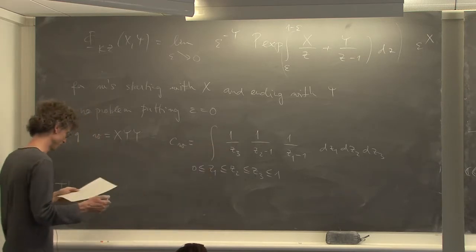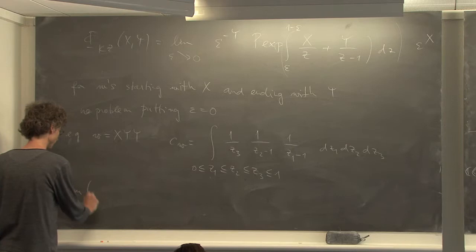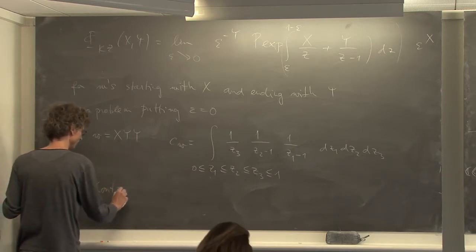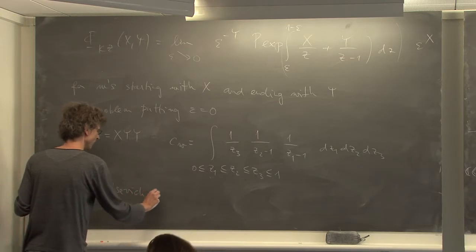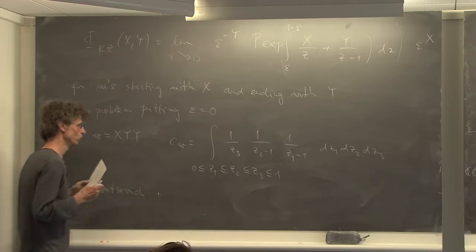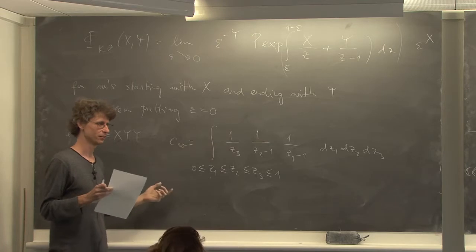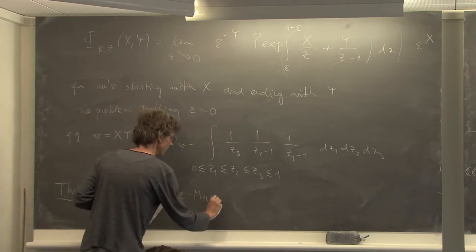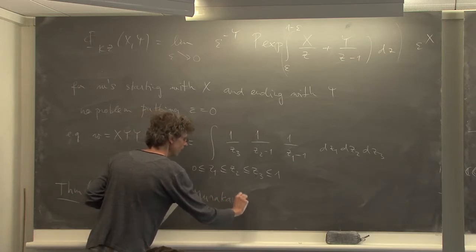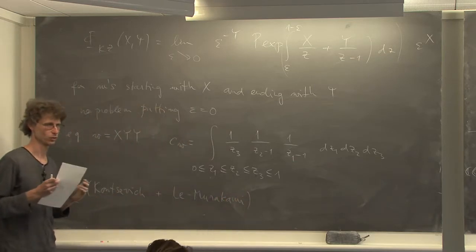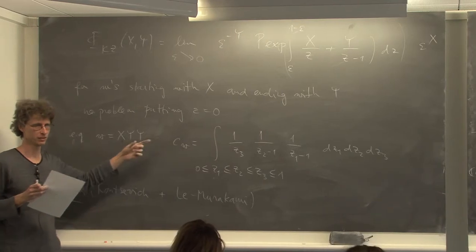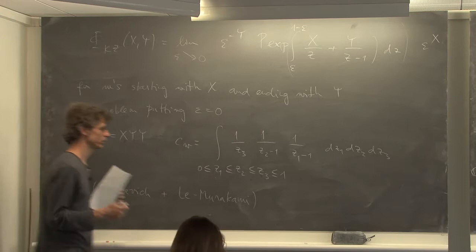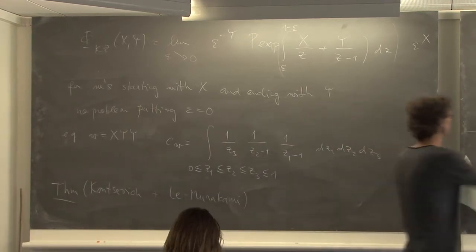There are surprisingly big names for such a theorem. So there is Kontsevich, who actually computed the integral, and then there is Le and Murakami, who then observed that those are the integrals that enter into this KZ associator. And the theorem says, let me write it here.